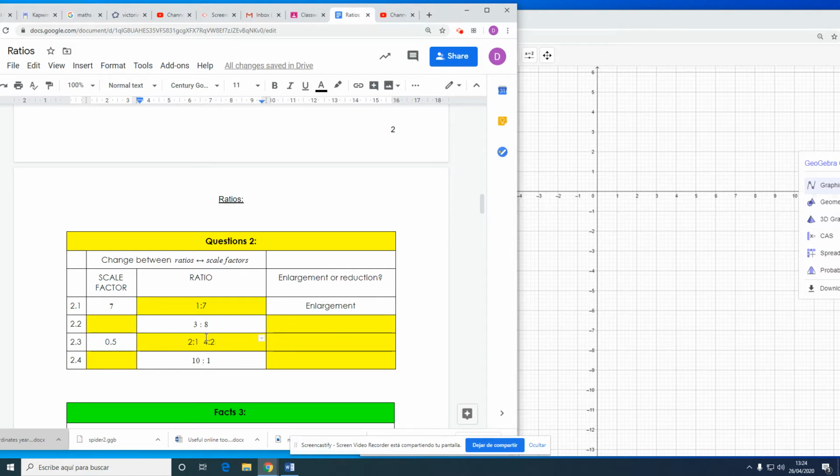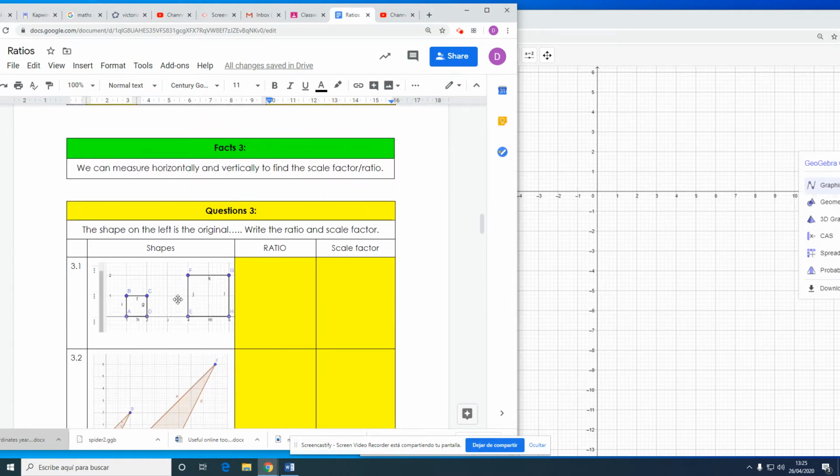4 to 2, the first number is twice as big as the second. 2 to 1, the first number is twice as big as the second. But we say that's simplified because we can't make it any more beautiful and simple than that. Is it an enlargement or a reduction? It's a reduction because it's smaller afterwards. So it's a reduction.